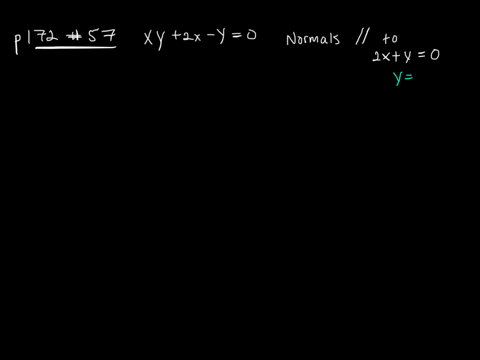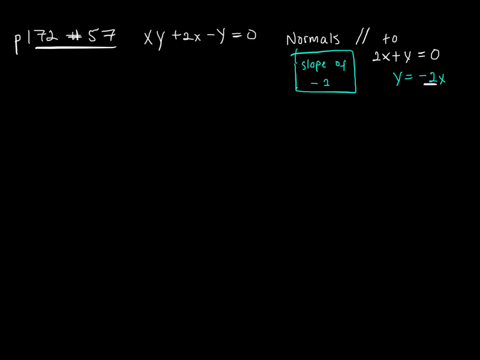Y equals negative 2x, which is just a line with slope negative 2. So if you want a line to be parallel to this line here, we need it to have a slope of negative 2. In other words, we need the normals to have a slope of negative 2. So that is kind of our task that we found. We need to find normals that have a slope of negative 2.